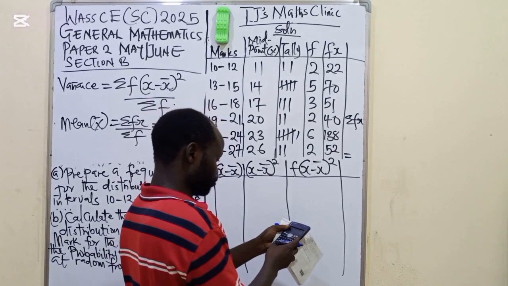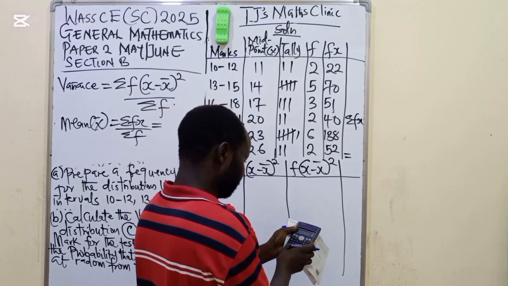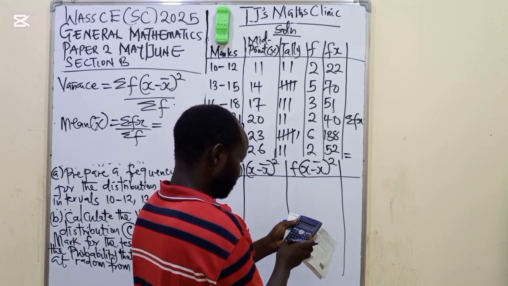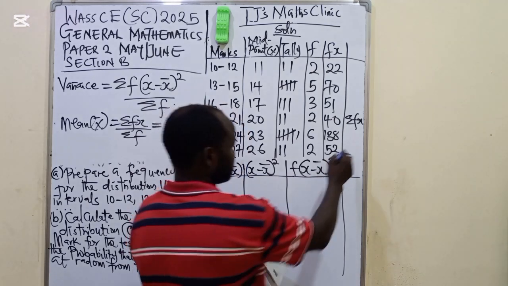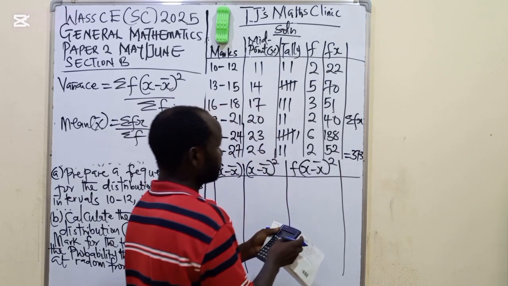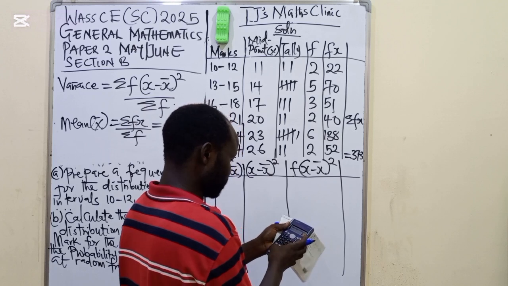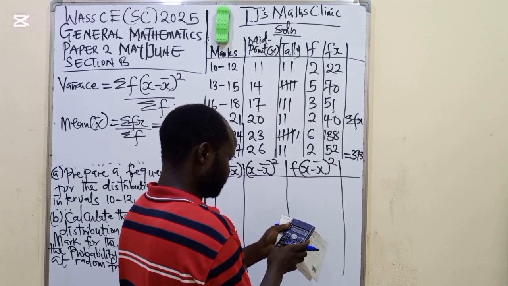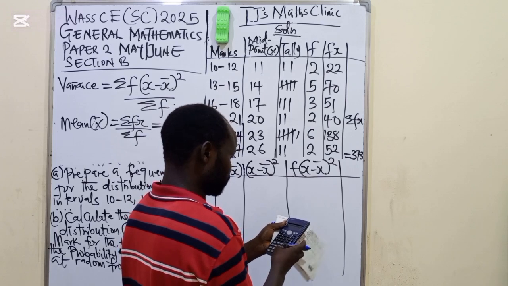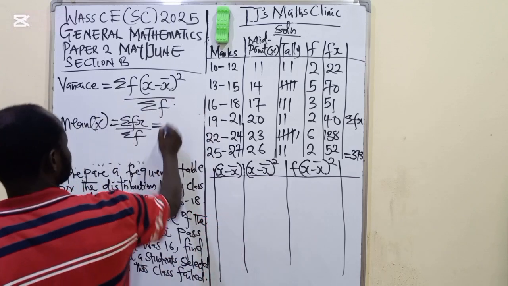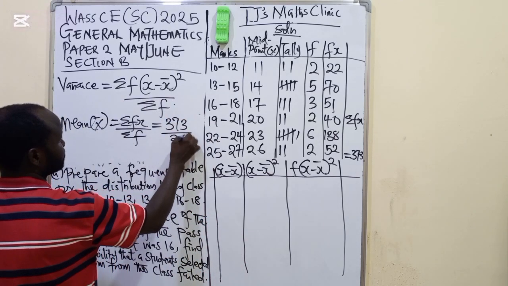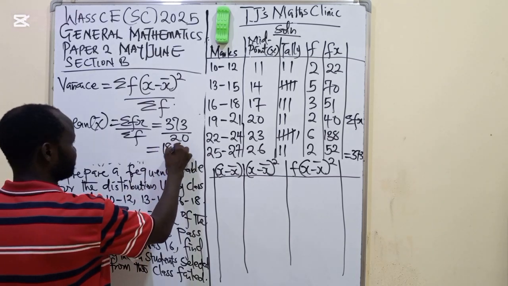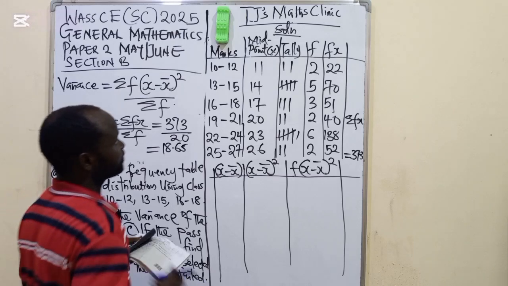Let's add 22 plus 70 plus 51 plus 40 plus 138 plus 52. What do we have? 373. Let's check. 52 plus 138 plus 40 plus 51 plus 70 plus 22. We have 373. So that will be our summation fx. So we have 373 divided by 20. What will be our mean? That will be 18.65.